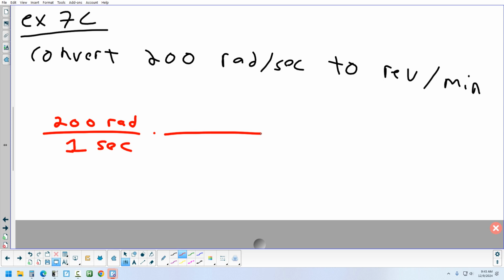How about James? How do we convert seconds to minutes? 60 seconds in a minute. Yep, perfect. 60 seconds in 1 minute. Okay, so we got the time unit, radians per minute.